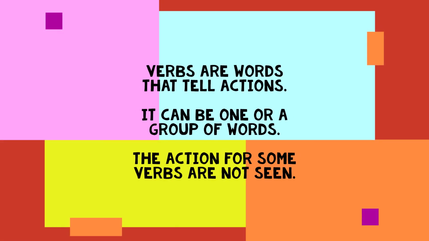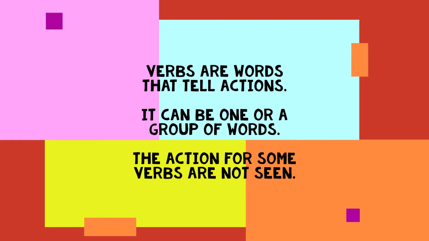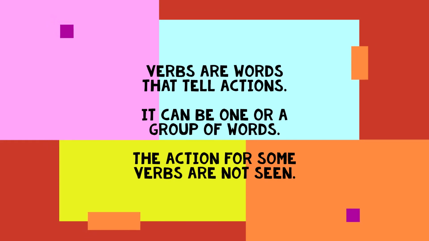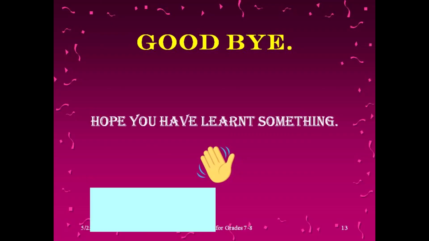So let's recap. Verbs are words that tell actions. They're part of a family called parts of speech. Some verbs, you do not see the actual action, but it still is considered a verb. It's that simple. So now you know what verbs are.